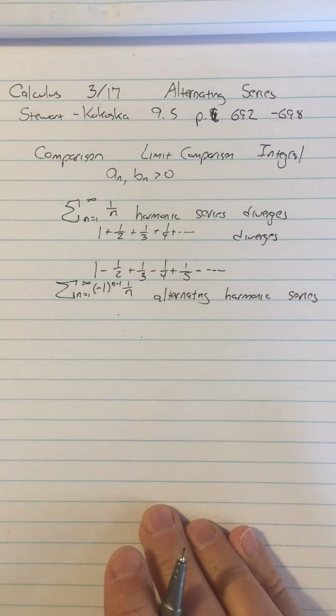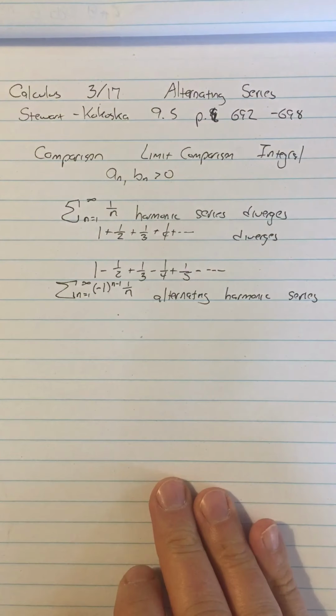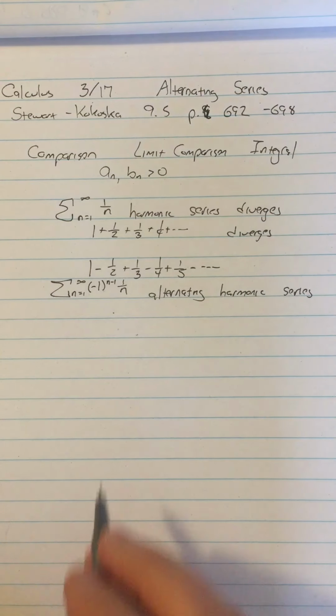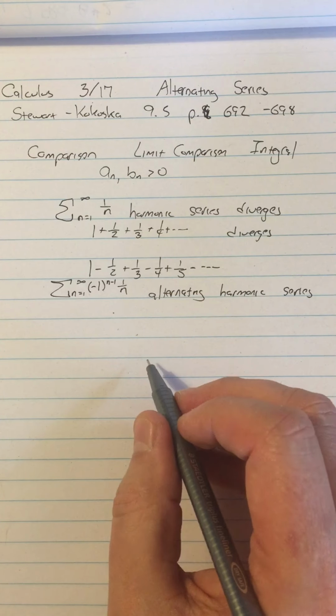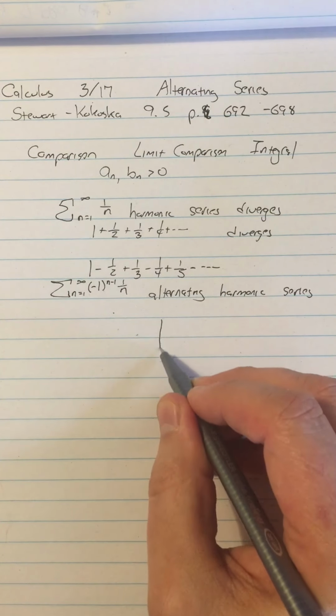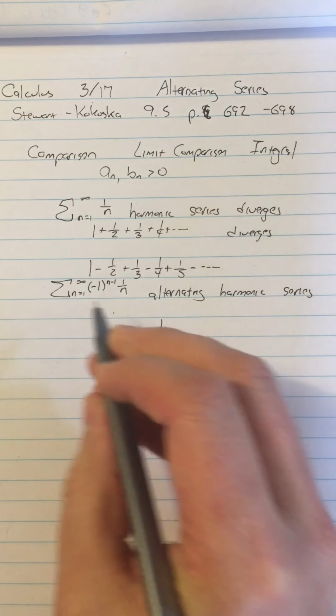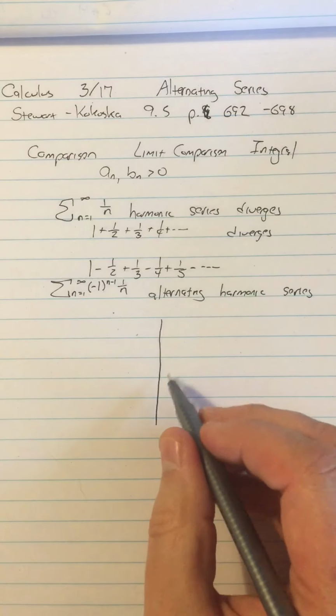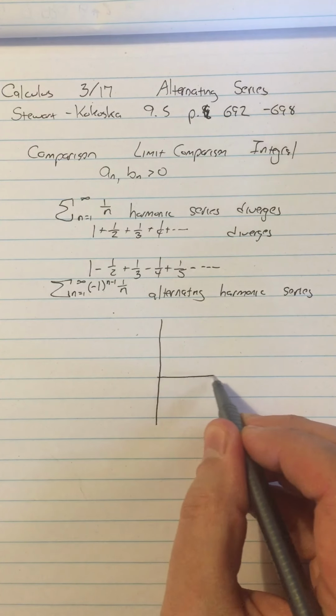So our question is going to be, does that converge or not? All right, so what we're going to do is a graphical analysis of that that's fairly simple. And also, instead of just looking at this sequence of 1 over n, we'll really be looking at any alternating sequence at all.